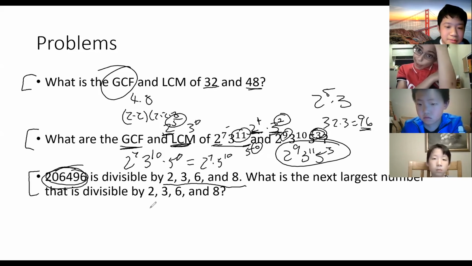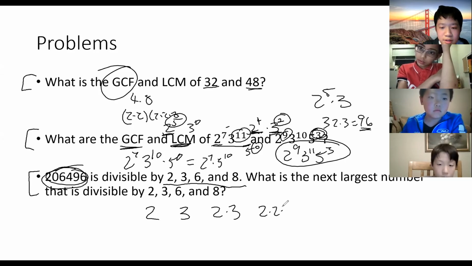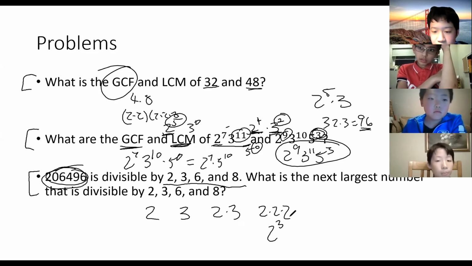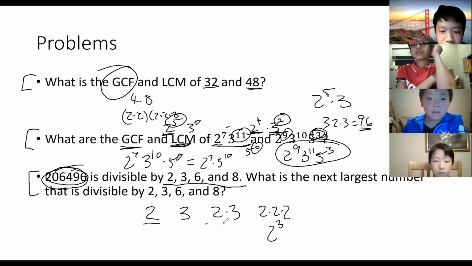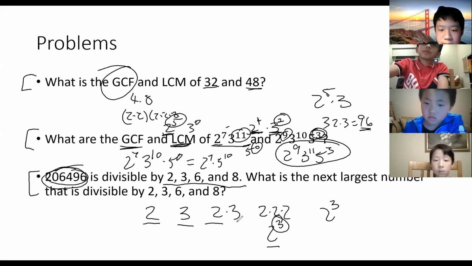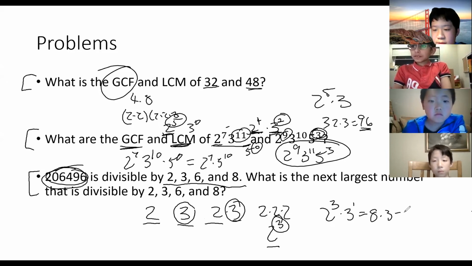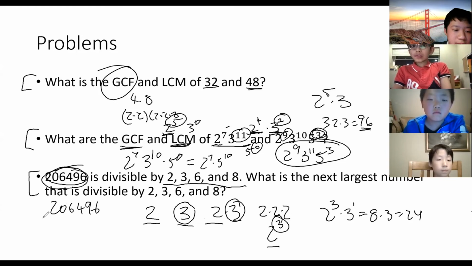So what I'm going to do is I'm going to prime factorize all of them. 2 is already prime factorized, 3, and then 2 times 3, right? Then we have 2 squared, or 2 to the 3rd. Okay, let's look at the least common multiple of these. Powers of 2, biggest one is 2 to the 3rd. What about powers of 3? Biggest one is, well, these are in a tie, but the biggest one is 3 to the 1st. Okay, so the least common multiple of these is 8 times 3 equals 24. So to get my answer, all I need to do is add 24 to this number.